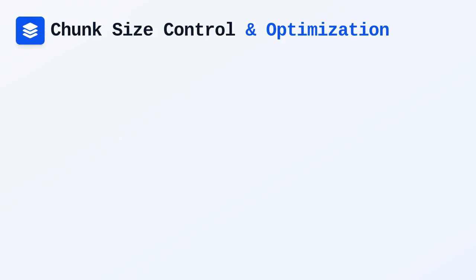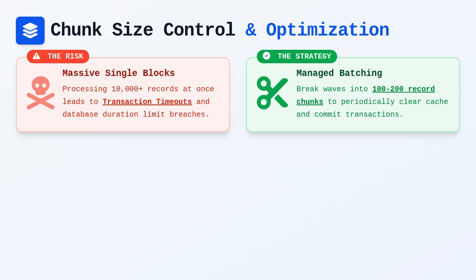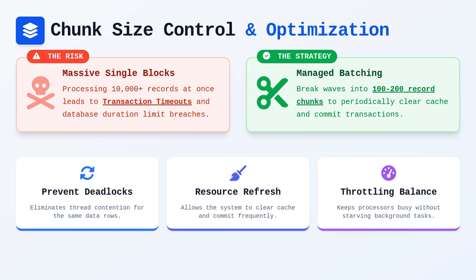Chunk size control is the most direct lever we have to prevent transaction timeouts during large-scale operations. If we attempt to process 10,000 records in a single transactional block, we are almost guaranteed to hit the database duration limits. By implementing a chunking strategy, we break the larger update wave into manageable batches, perhaps 100 or 200 records at a time. This approach allows the system to periodically clear its cache and commit transactions, thereby avoiding the dreaded deadlocks that occur when multiple threads contend for the same data rows.